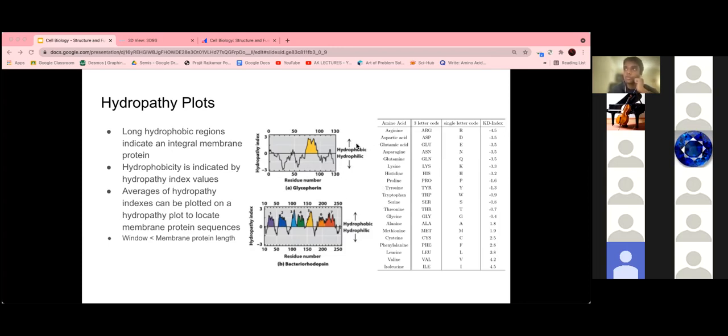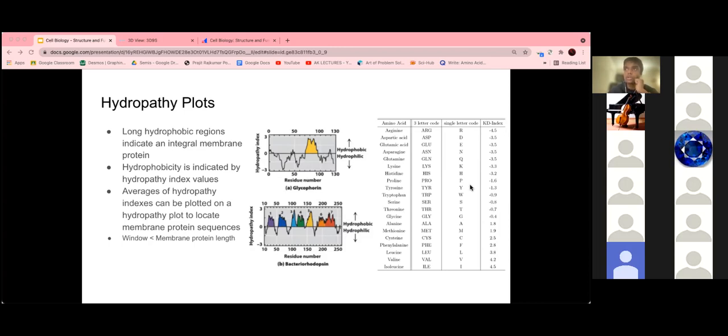From these values, you can construct a hydropathy plot. How this is done is that the hydropathy index values for a window of amino acids in a protein sequence are summed and then averaged. Then the hydropathy values for the next window of amino acids are summed and averaged. This continues for the whole sequence and allows for a plot of average hydropathy score to be made.